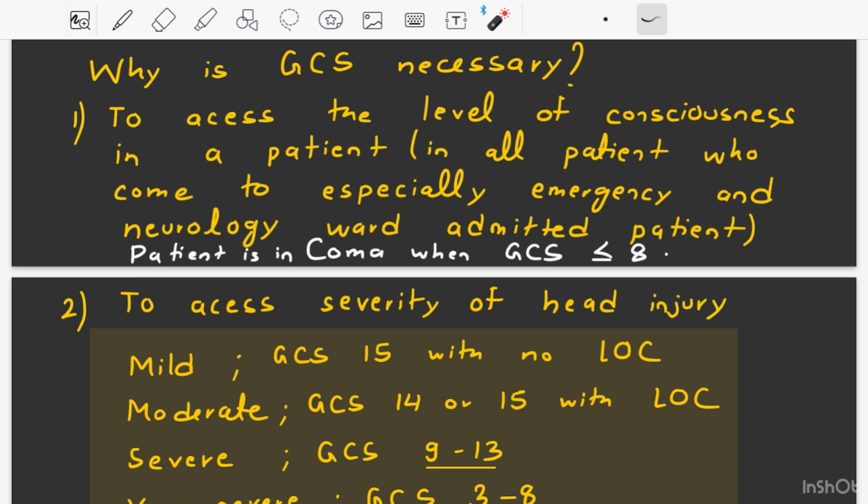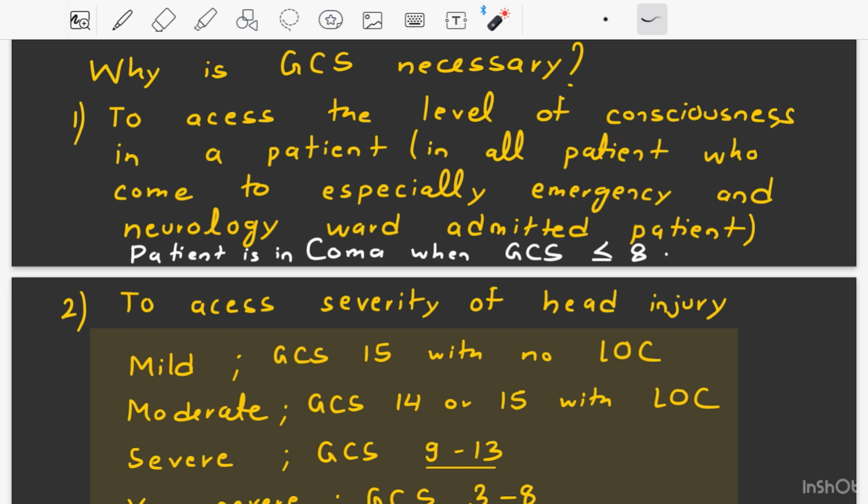Head injury is classified according to the GCS. It is classified as mild, moderate, severe and very severe based on the GCS score of the patient. If the GCS is 15 with no loss of consciousness, it is mild head injury. If it is 14 or 15 with loss of consciousness, it is moderate. If it is 13 and below but not less than 9, then it is severe head injury. And if it is 3 to 8, then we classify it as a very severe head injury.